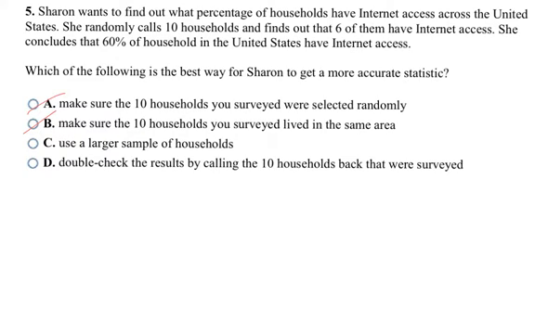And then D, double check the results by calling the 10 households back that were surveyed. So getting that larger sample is going to do more good than calling them back. And hopefully you're keeping accurate results since it's just a yes or no question. So C is going to be your final answer.